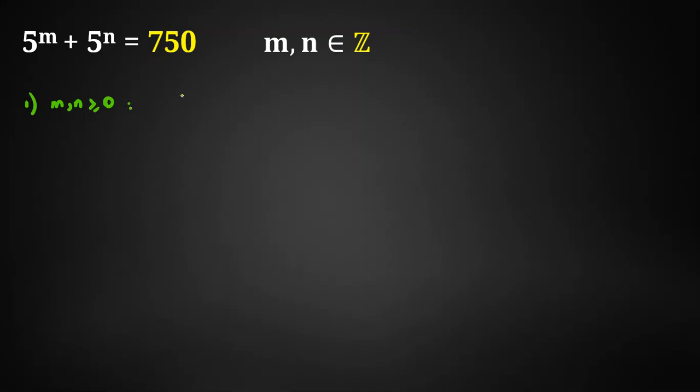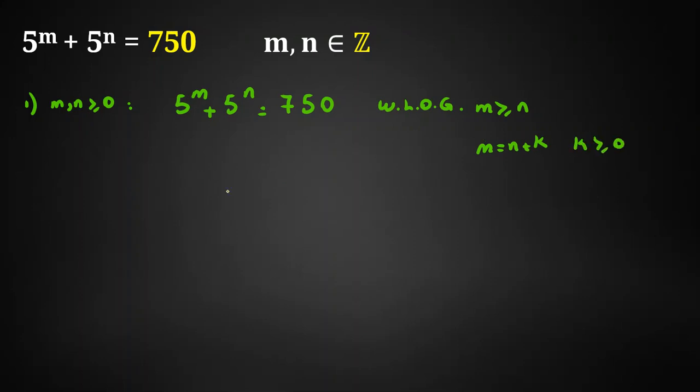Then we say, okay, it's 5 to the m plus 5 to the n, and both of them cannot be 0. It's 750. We can consider something: without loss of generality, suppose m is greater than or equal to n. So for example, m is equal to n plus k, where k is at least 0. So we say 5 to the n plus k, plus 5 to the n, equals 750.